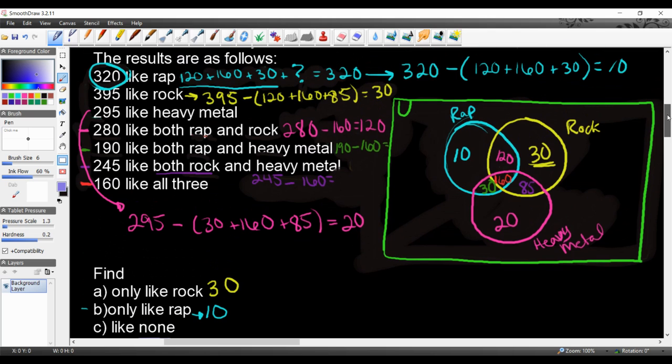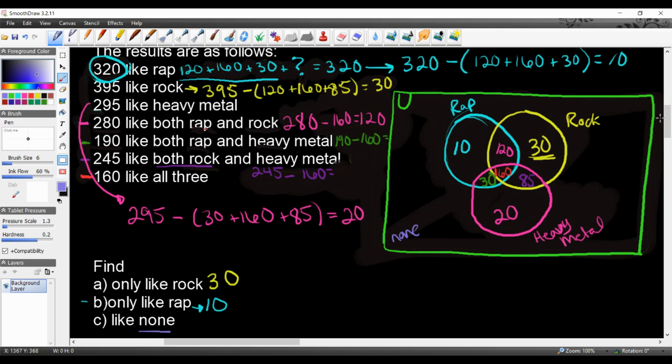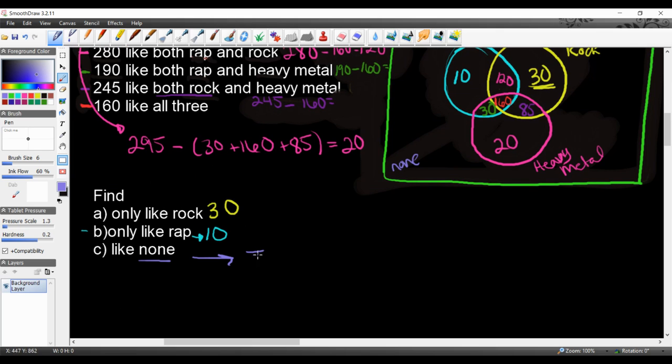Well, remember that the universe includes those 495 students. So the none would be out here somewhere. And how do you think we would calculate that? Well, for the other ones, we did the total minus all the regions. Or you could even think of it as a circle, so that's easier. So the total number of students for this problem was 495, minus all the regions.